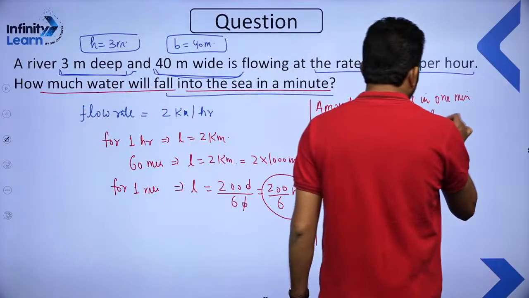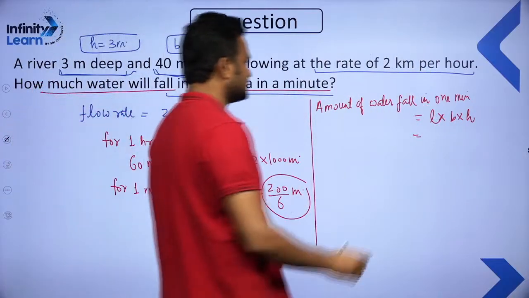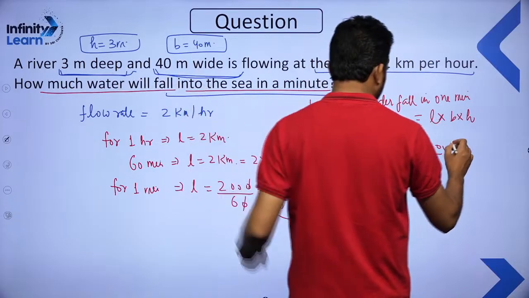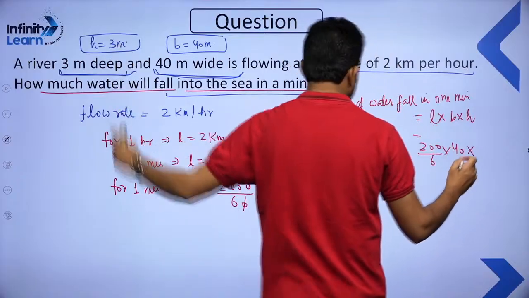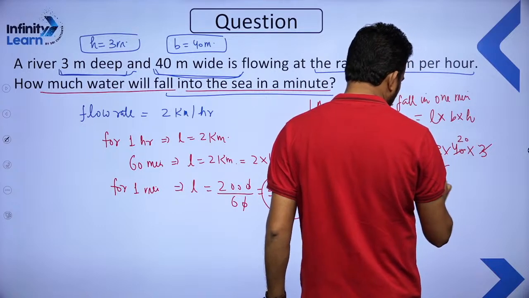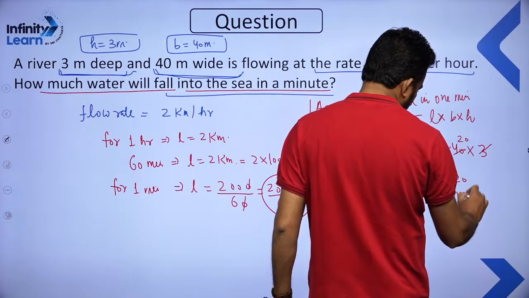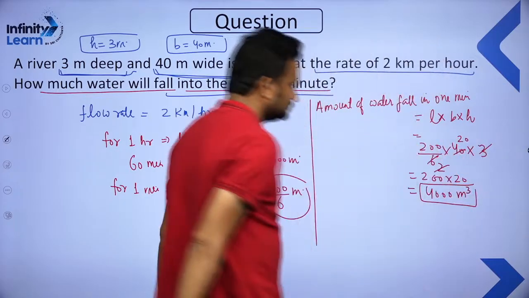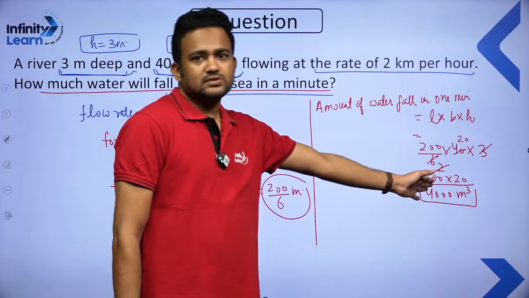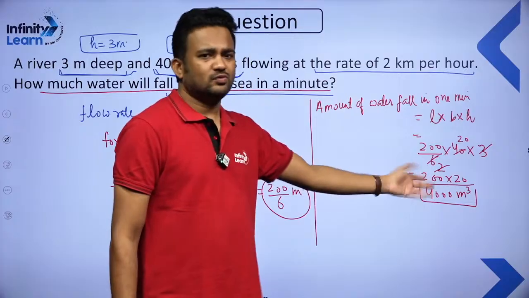So it will be L into B into H. We have calculated the length for 1 minute, which is 200 by 6. And B is already mentioned in the question, which is 40. And depth is height, which is 3. So 3 2s are 6, 20. So 200 into 20, that is 4000 meter cube. 4000 meter cube, right, guys? You can multiply by 1000 to get the answer in liter, but please write the answer in meter cube only.